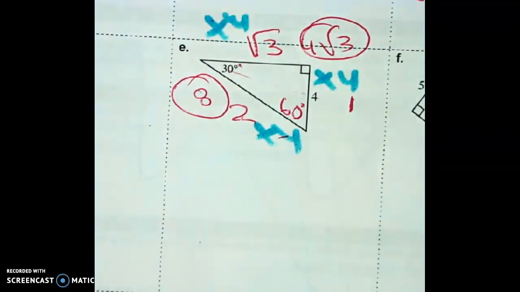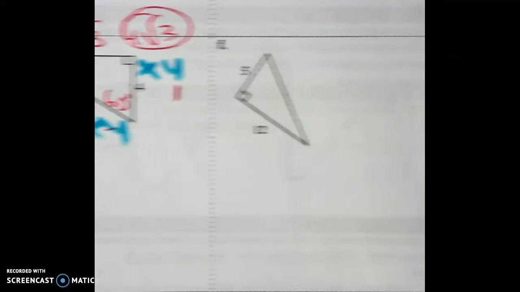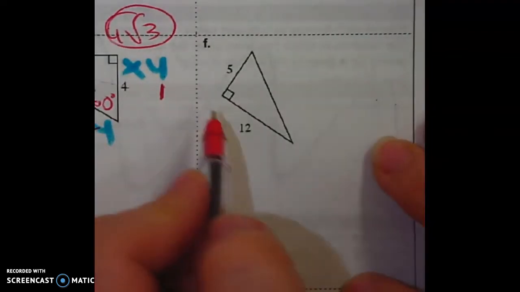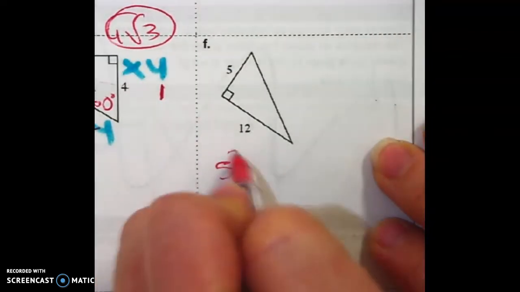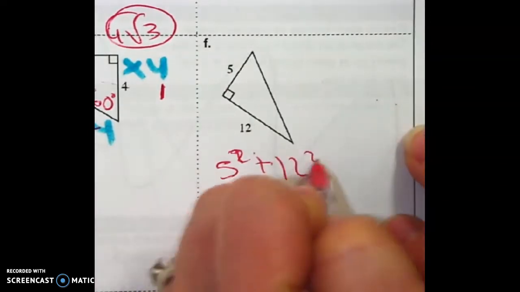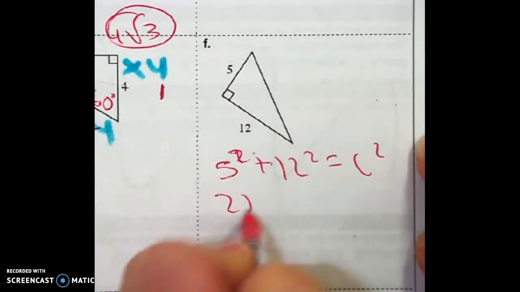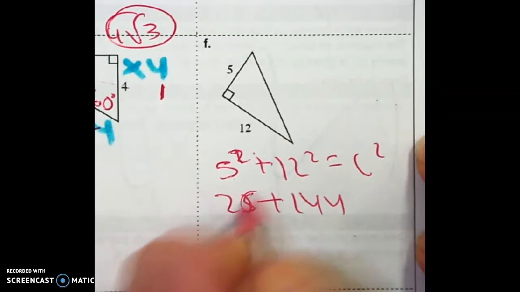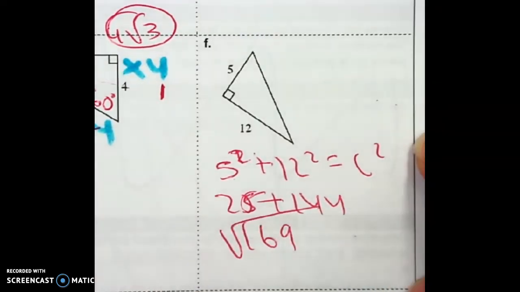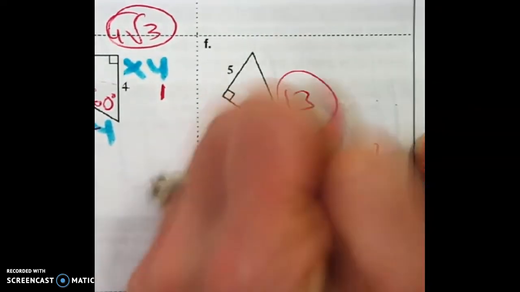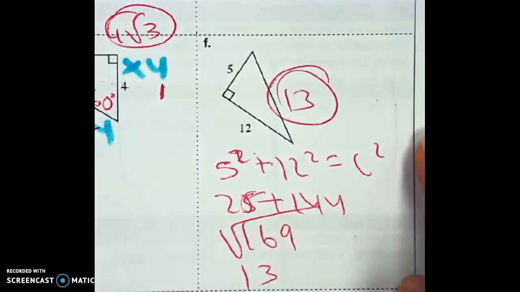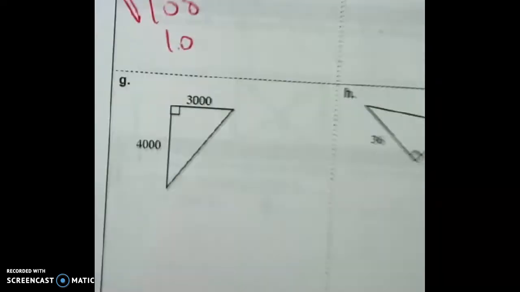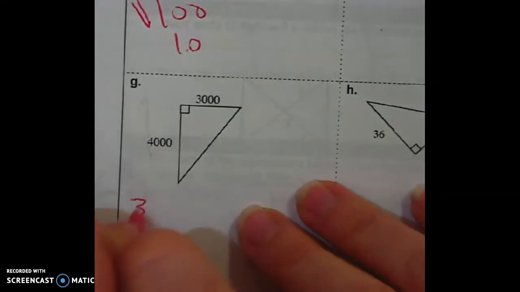I mean, honestly, I feel like this is where you guys should be right now. Hopefully that means you watched the videos. I don't have any of the angles, so I do a squared plus b squared equals c squared. 25 plus 144 is 169. The square root of 169 is 13. Okay? All right. Same thing.